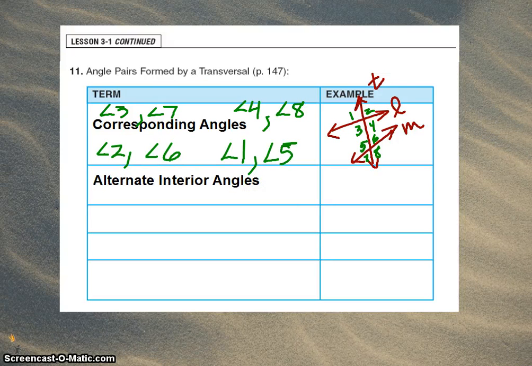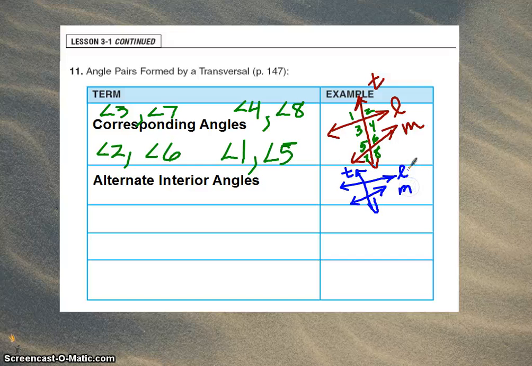So if I was to draw a similar picture with my transversal T, and again L and M, alternate interior, so that means they're on the inside, which is inside L and M. So it's only marking angles on the inside, so that's 3 and 4, and 5 and 6. Those are the angles on the inside. There's not really enough room to draw them all in there, so I'm not going to.